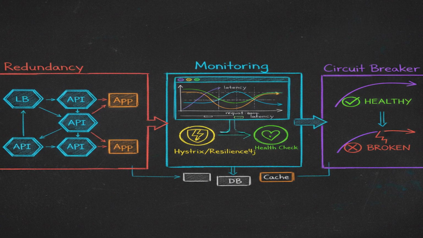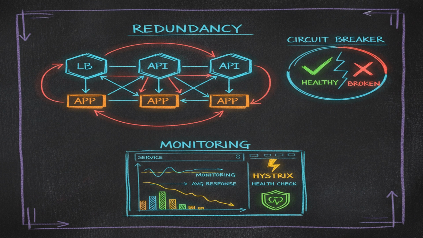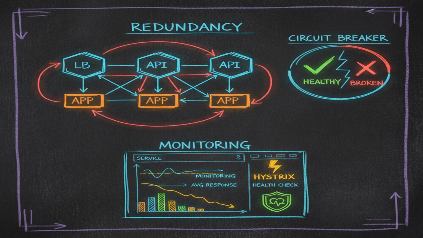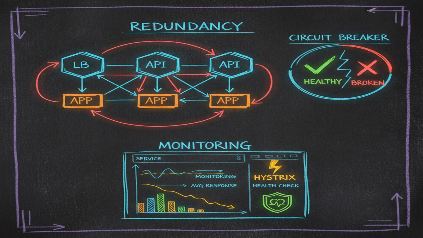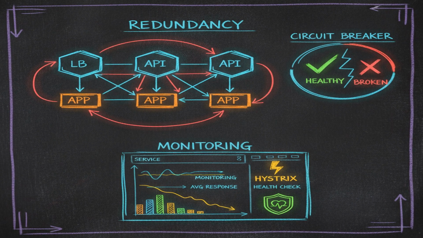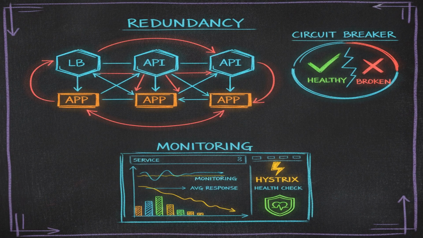Monitoring is crucial. We'll track key metrics like request latency, error rates, and resource utilization. We'll set up alerts to notify us of any anomalies. For example, if the average response time for the matching service exceeds 200 milliseconds, we'll trigger an alert. This proactive approach helps us identify and resolve issues before they impact users.